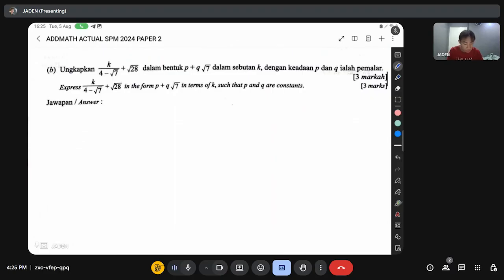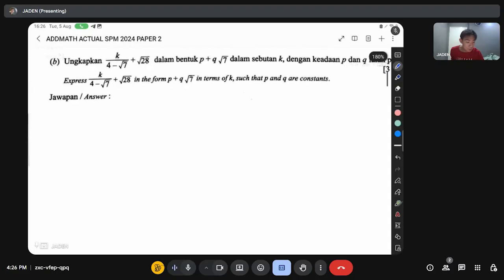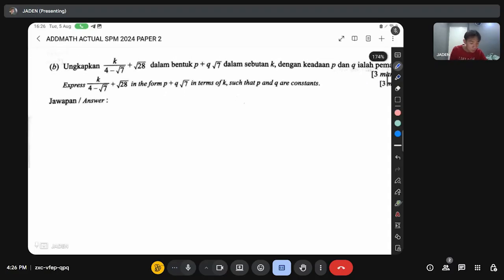Okay, so 3b here, it says express k over 4 minus root 7 plus root 28 in the form of p plus q root 7 in terms of k, such that p and q are constants. So what we do here is we want to make sure that we end up at an answer in terms of k. So we start from this equation: k over 4 minus root 7 plus root 28.